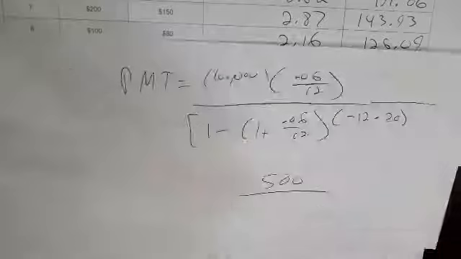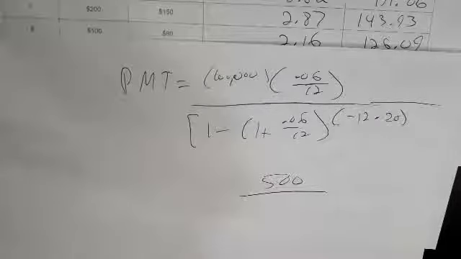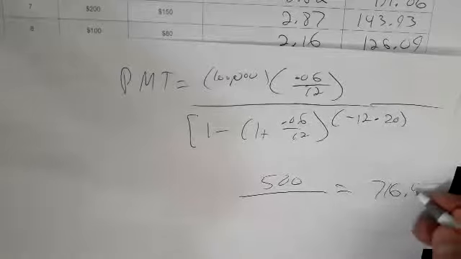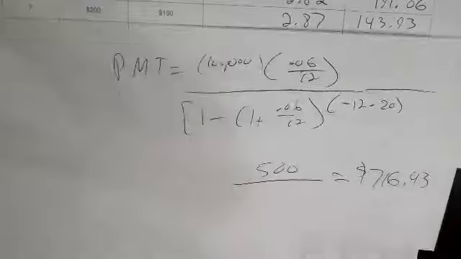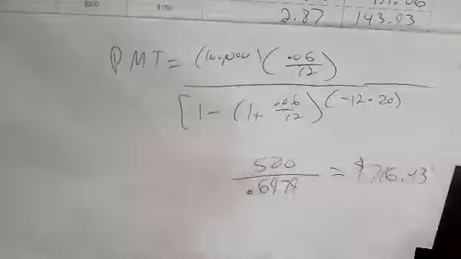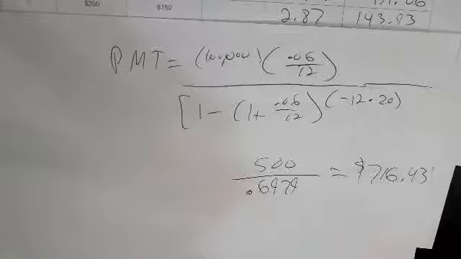So it looks like I'm getting 500 on top. I'm going 0.06 over 12. I'm going to add 1. I'm going to raise that to the minus 240. And I'm going to subtract 1 from that, divide that by 500. I should be getting 716.43. I'm getting something like 0.6979 on bottom.